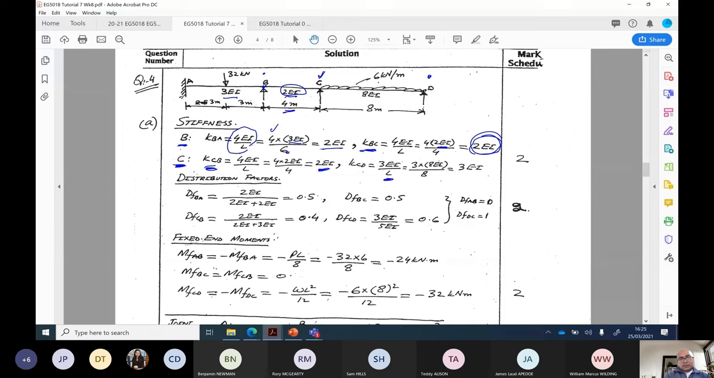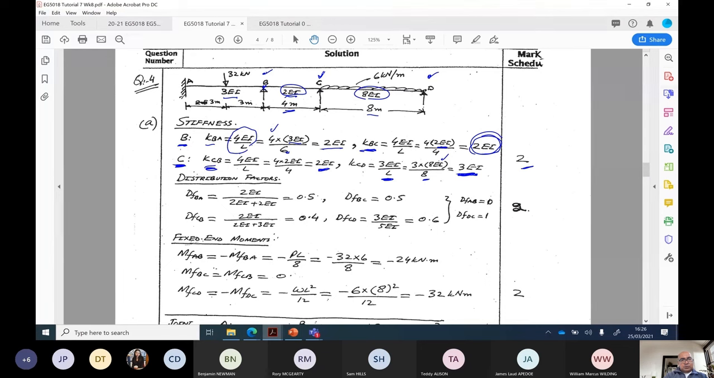Simply, instead of EI, you use 8EI, and the length of the member is 8. This results in 3EI. So if the outer joint is a pinned joint, then we use 3EI over L. If it is a fixed joint, then we use 4EI over L. Now, once we have done this, then we use distribution factors for span BA and BC.